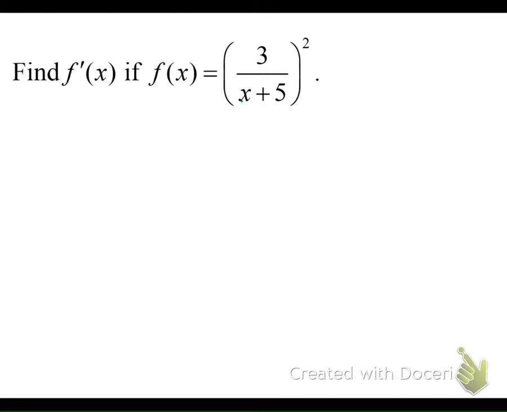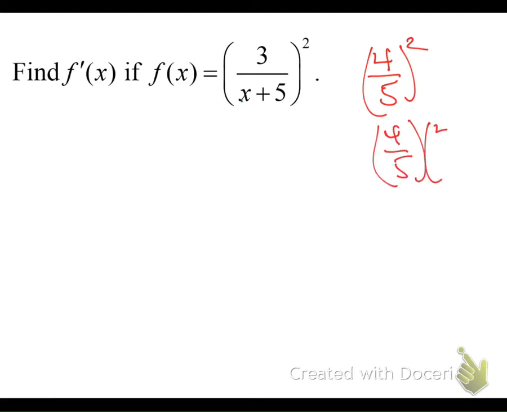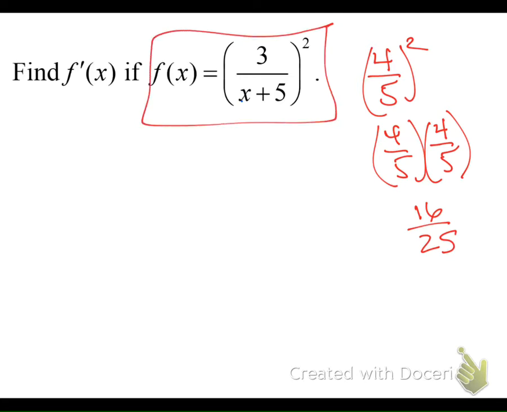Here's what I mean. If I had 4/5 squared, that's just 4/5 times 4/5. And it basically just means you square the top and square the bottom, 16 over 25. Well, that is how we could simplify this problem before we even begin. So I'm going to rewrite f of x as 3 squared, which is 9, over x plus 5 squared and just leave it x plus 5 squared. That's the quickest way to do this problem.